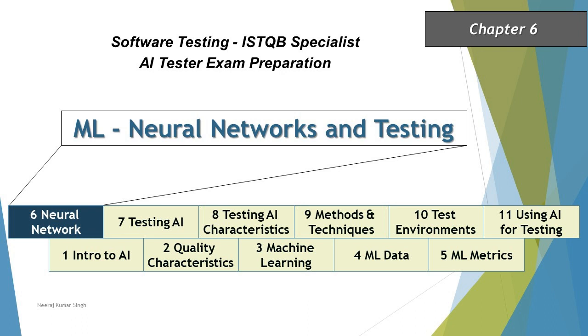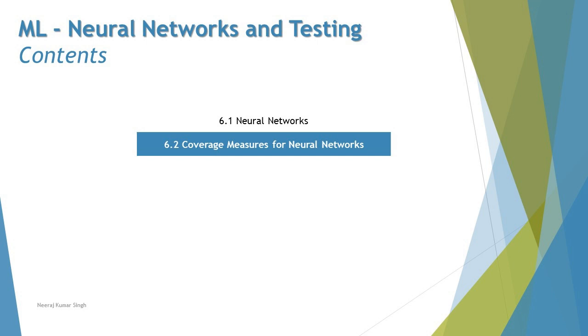Welcome back to another tutorial on our ISTQB AI Tester certification. We are in chapter 6 talking about neural networks and testing of ML models, and today we'll be continuing ahead with 6.2, that is coverage measures for neural networks.